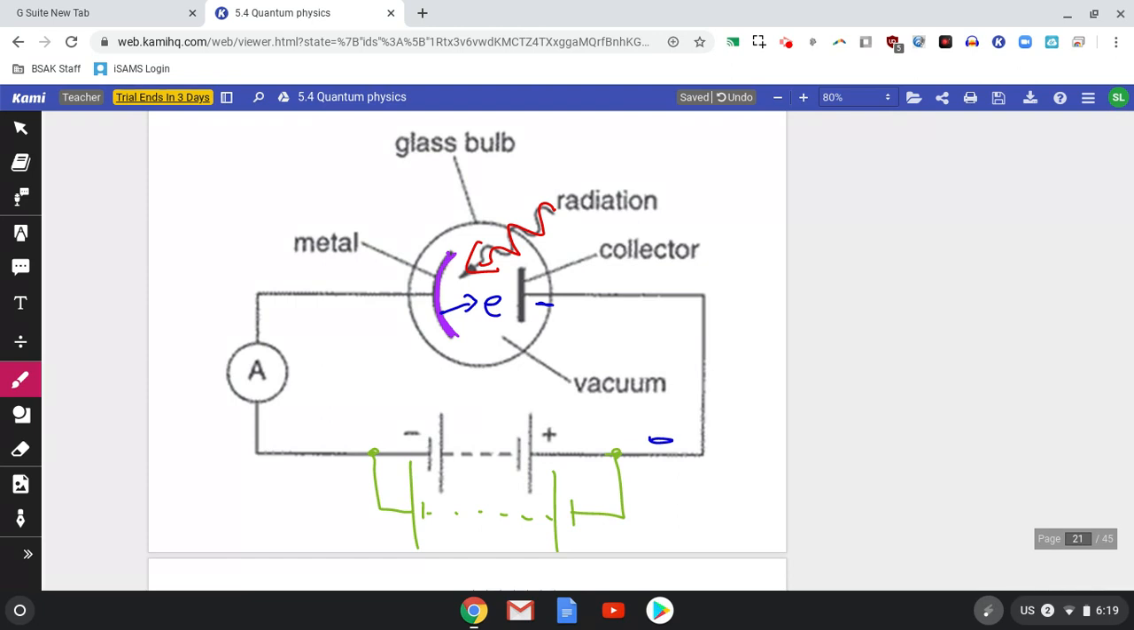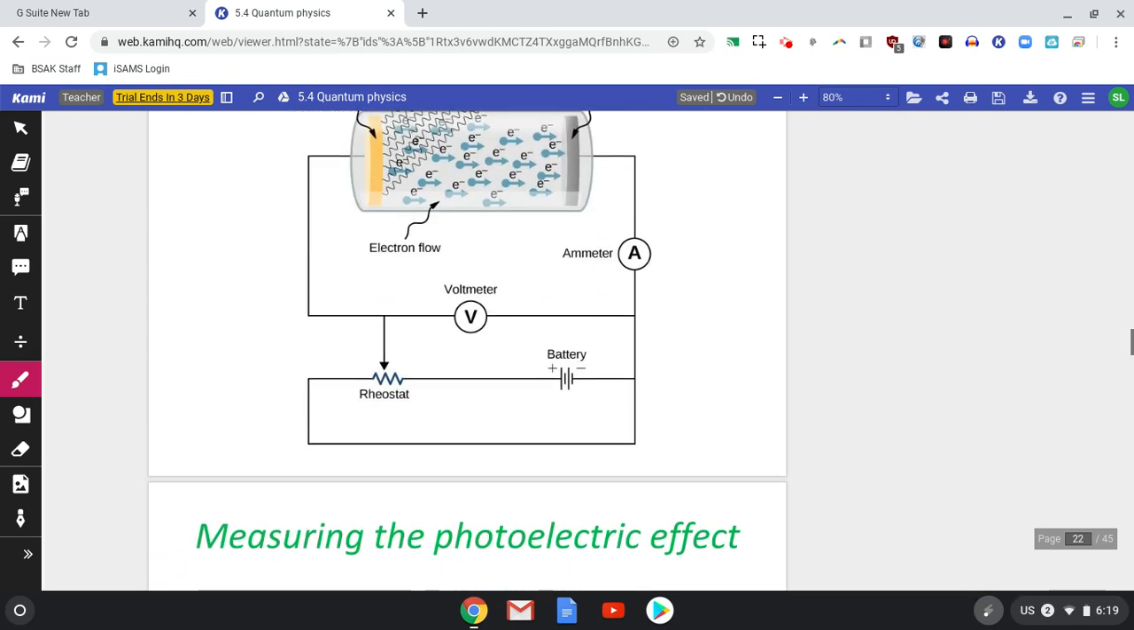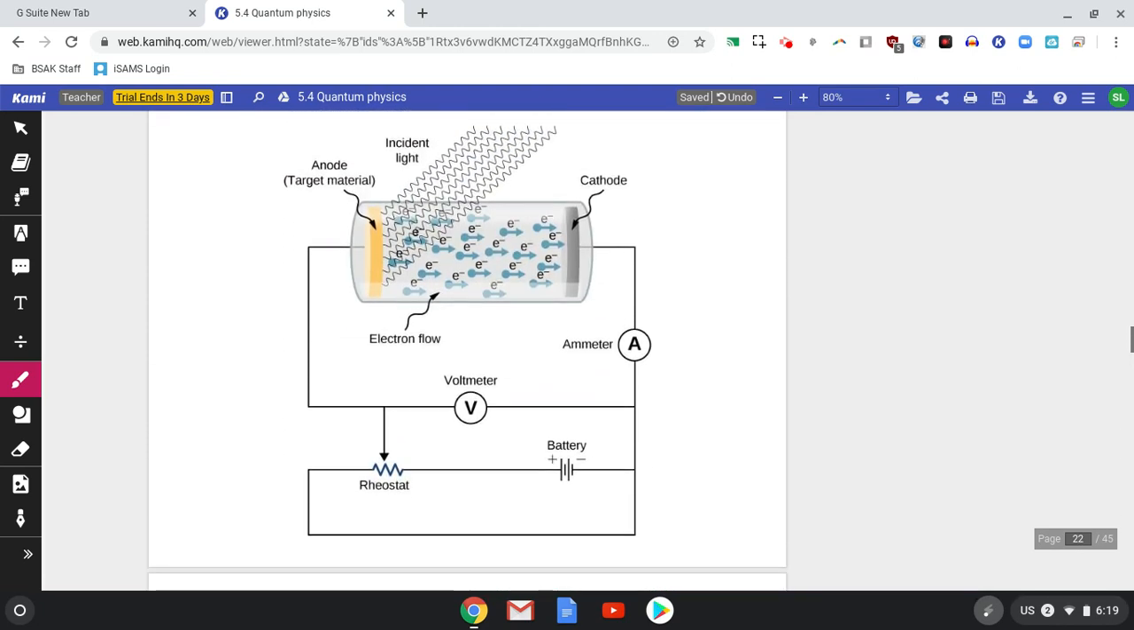Now if we turn the voltage up here to just the right value, just the right amount of potential difference, the electrons will be just stopping short of the collector. And this diagram looks slightly better. So here we have our battery. We've reversed it. We've got a rheostat, because that's going to enable us to change the potential difference between the anode or emitter and the cathode or collector.